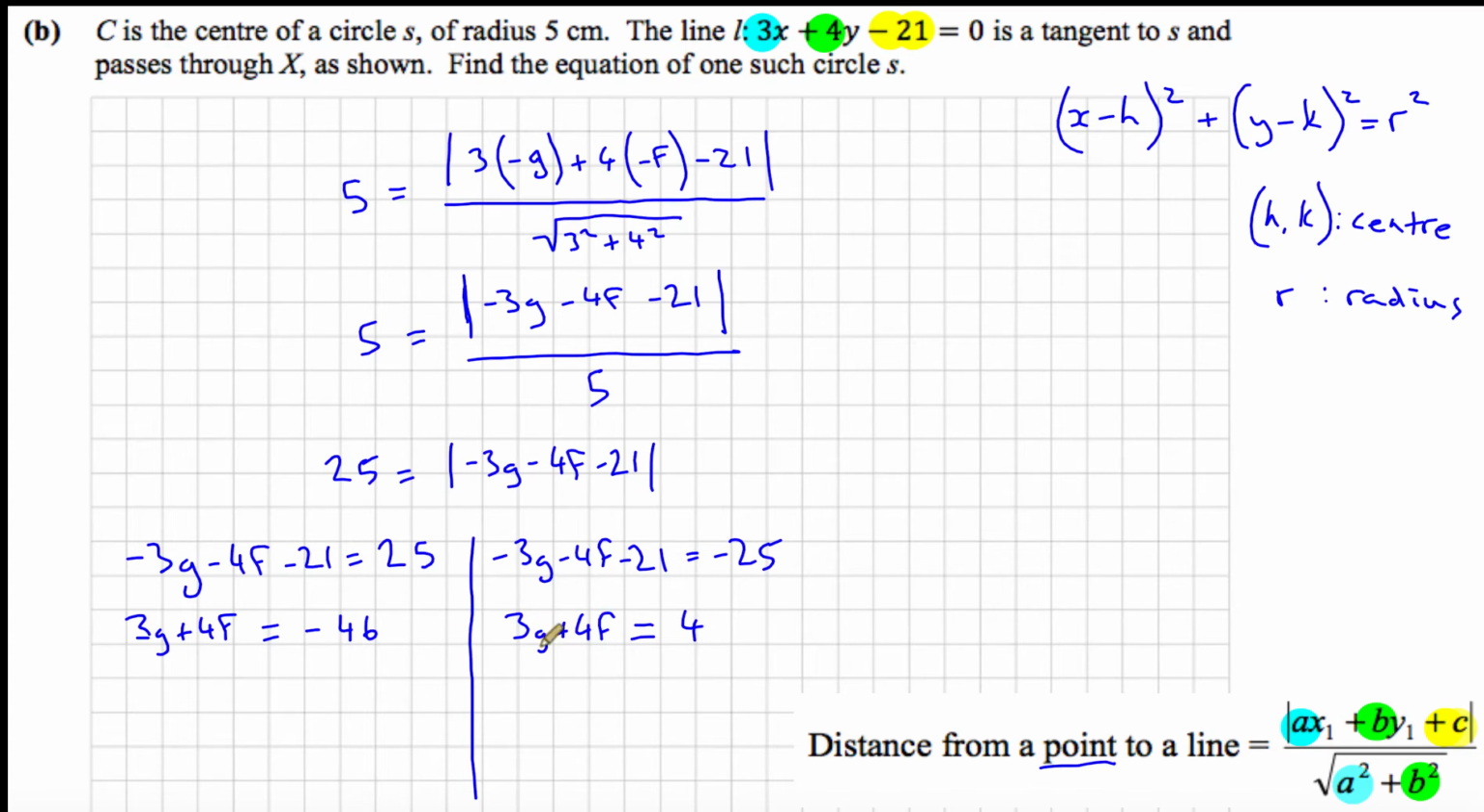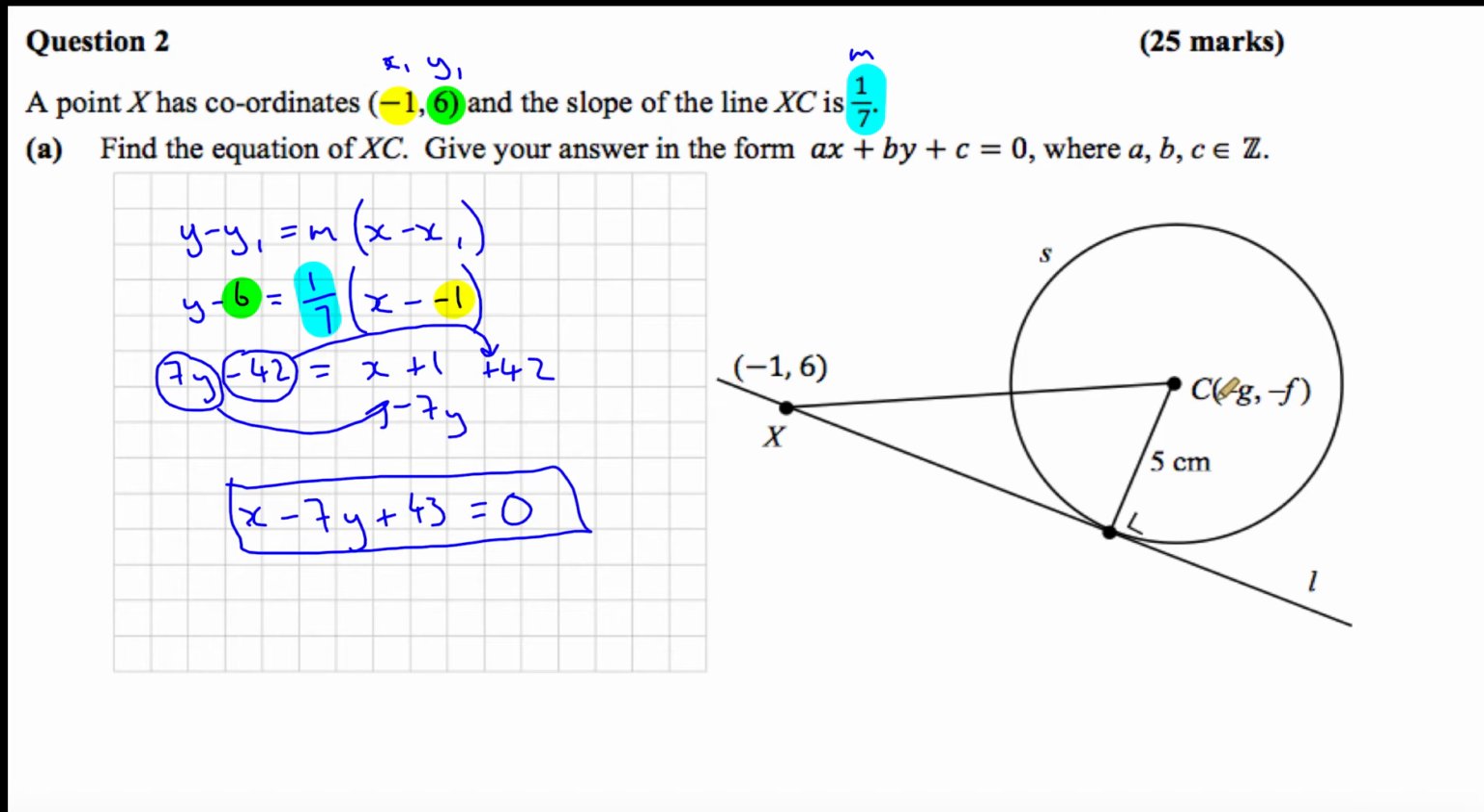Now these two equations can't be solved simultaneously, because you have 3g and 4f, and 3g and 4f, two different possible values for that. So we need to somehow create another equation. So what else do we know about minus g and minus f? Well, if we go back to part A, we see that minus g minus f, the point C, is also on the line xc, which we know the equation of. So if this point is on this line, it will satisfy this equation. So we're allowed to put this minus g minus f value in for x and y. That's what we're going to do to create our third equation.